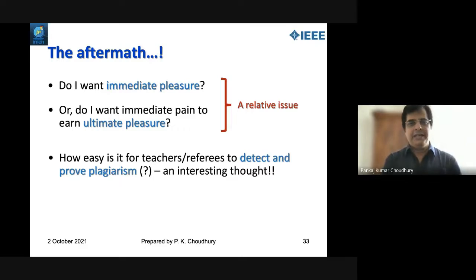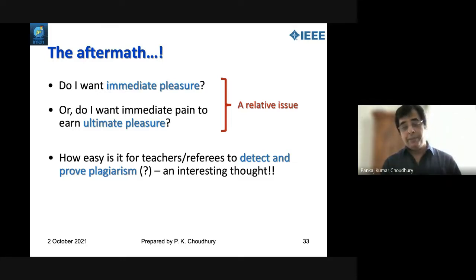Okay. So how easy it is now for teachers or referees to detect and prove plagiarism, that's really an interesting thought, because nowadays universities and many people use different platforms like Authenticate or other software to check plagiarism. Of course, I don't believe in these kinds of things. I hardly ever use these tools to check my papers. Every paper I write by myself, so I hardly have to go for these things. Truly speaking, I would say that some software people are just earning money through all this. Nevertheless, the quantity of plagiarism is increasing day by day. Now, how to stop it, I don't know.